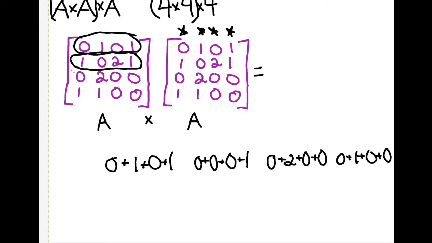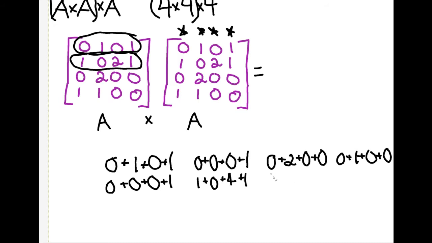So now we're focused on the second row, and we're ready to do each column. First column, we're looking at 1 times 0, which is 0. 0 times 1, which is 0. 2 times 0, which is 0. And 1 times 1, which is 1. Stay in the second row, but move to the second column. 1 times 1 is 1. 0 times 0 is 0. 2 times 2 is 4. And 1 times 1 is 1.